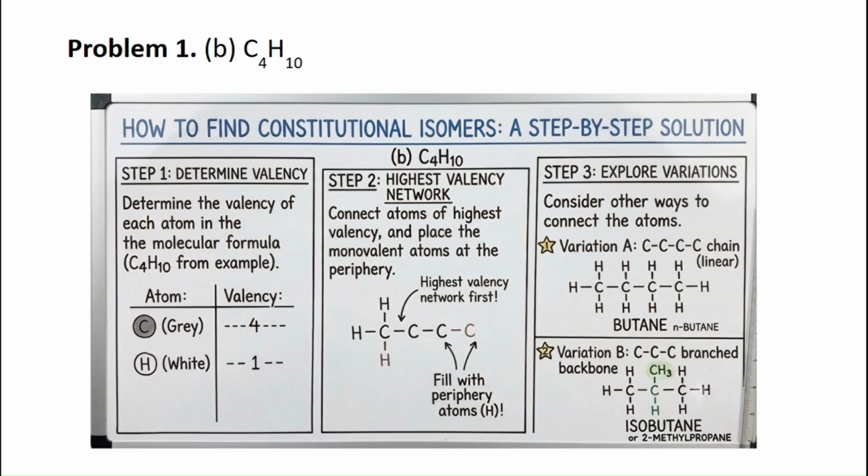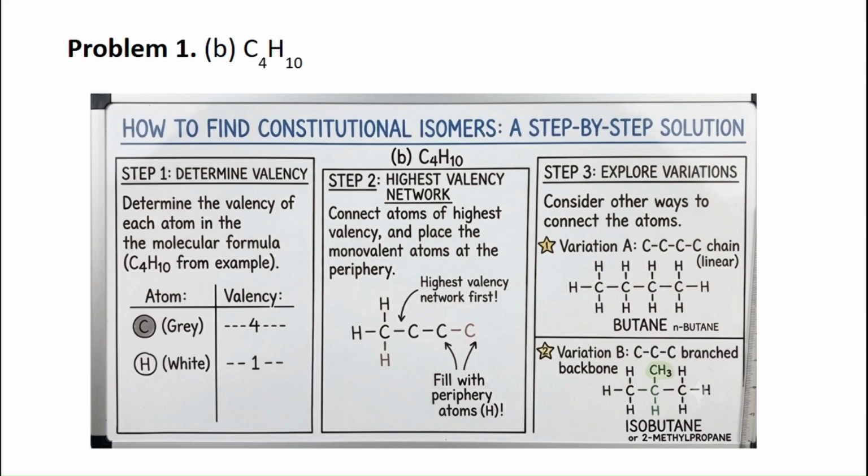Next is a step-by-step solution for problem 1B. Finding all constitutional isomers for the molecular formula C4H10 with the method shown in the provided example. Step 1. Determine valency. First, identify the number of bonds for each atom in C4H10. Carbon, valency equals 4, tetravalent. Hydrogen, valency equals 1, monovalent.